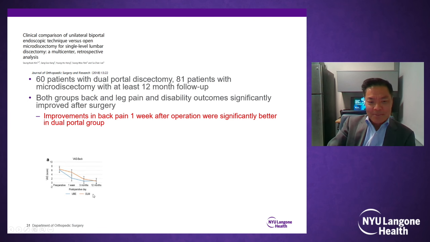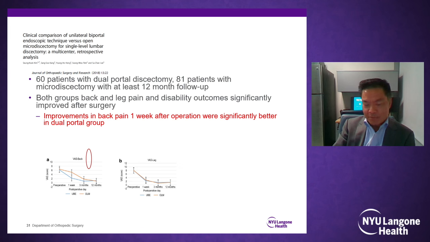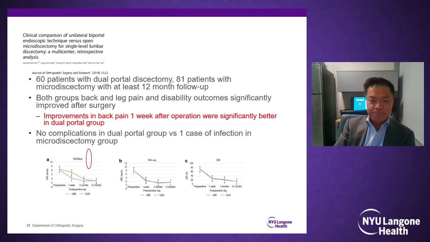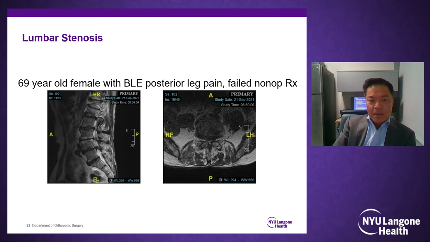But anyways, these are some of the VAS and ODI scores that show that in the first immediate post-op period, there was significant reduction in pain in the endoscopic spine surgery, with the pain scales mirroring each other, and no complication in the endoscopic group, with one case of infection in the microscopic group. This is one more case, and then I'll be finishing up.